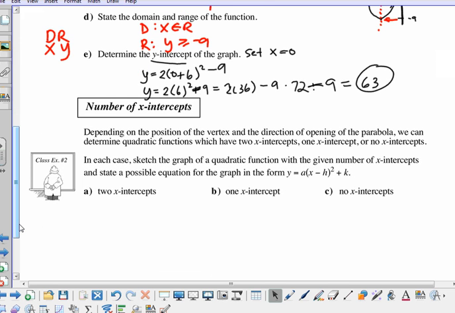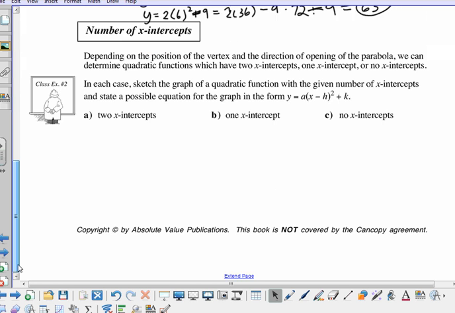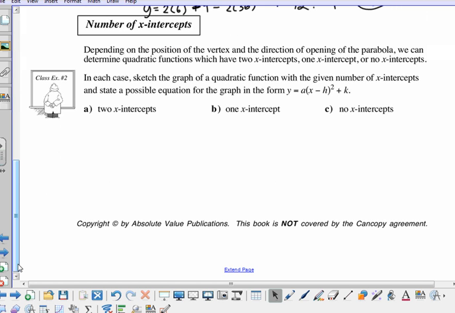All right, number of x-intercepts. In each case, sketch the graph of a quadratic function with the given number of x-intercepts. So 2 x-intercepts. Write a possible equation. So what does it mean? What's an x-intercept? It's when it goes through the x-axis. We want it to go through the x-axis twice.